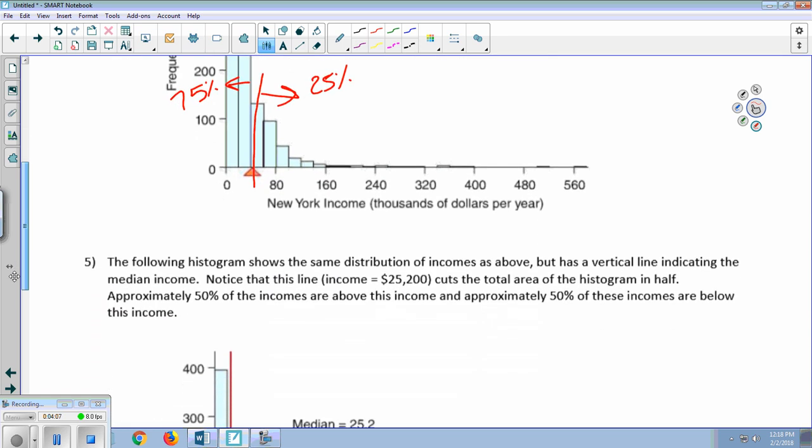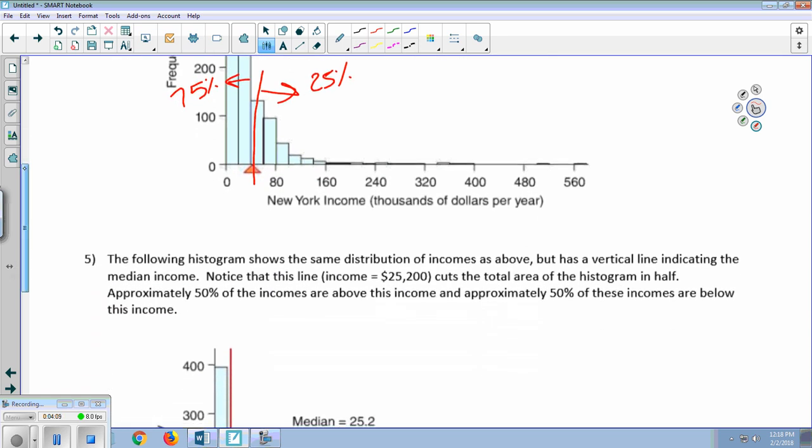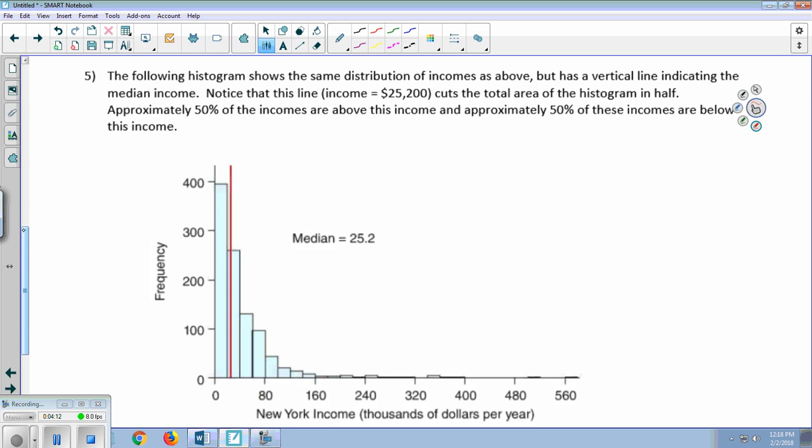The following histogram shows the same distribution. We're still looking at the same distribution, but the vertical line is indicating the median income. This line comes at 25,000, and it cuts the area of the histogram in half. Again, half the observations are below this line, and half of the observations are above this line. So this is probably a better summary of the center of the distribution.